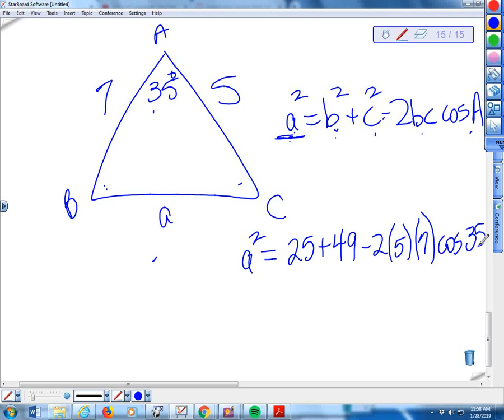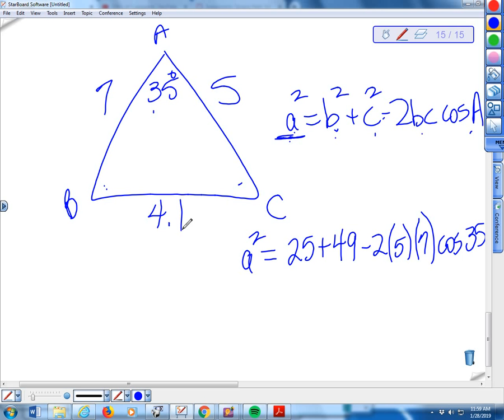Okay? So if I use a calculator, all I'm going to do is plug in 25 plus 49, and then minus, and I just put everything in parentheses at this point, 2 times 5 times 7 cosine 35. And I get 16.66. Then I take the square root of that, and I know that now side A is 4.1 if I round to the tenth. And I got that using the law of cosines.